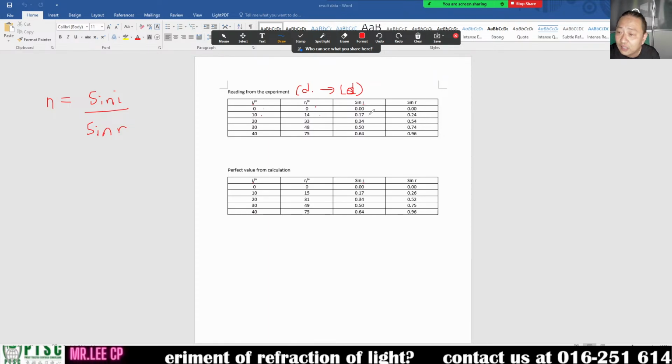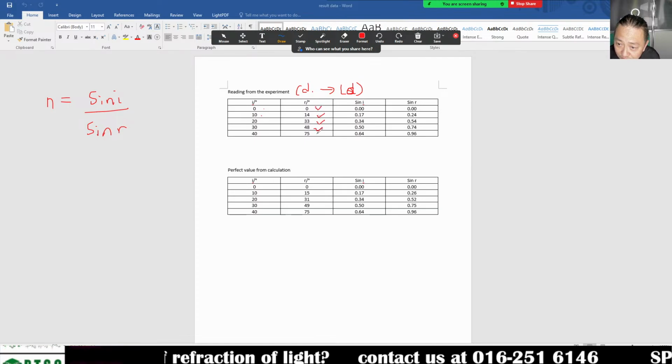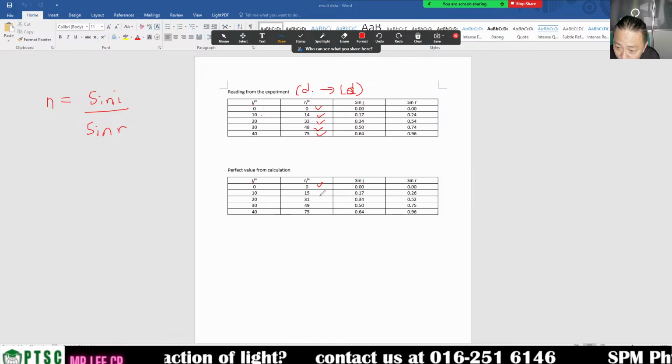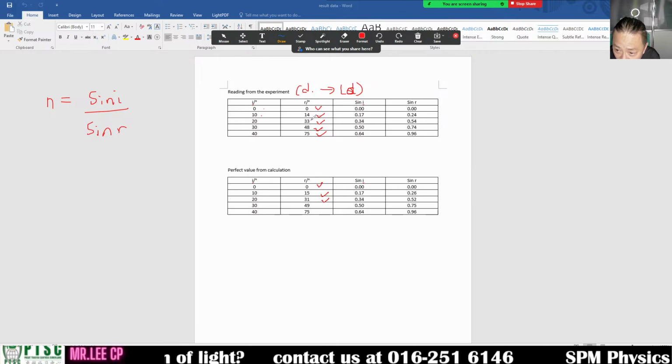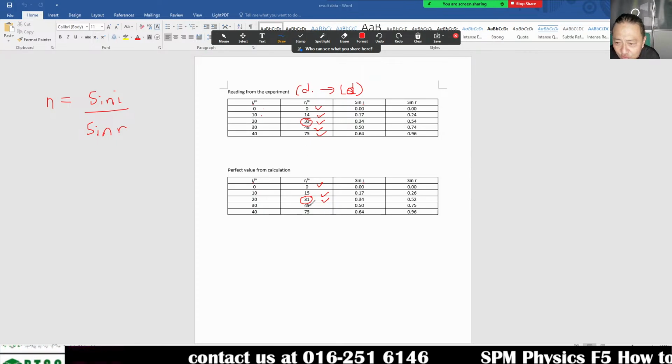How do I get this one? Teacher, this one is experiment. Just now I gave you experiment one, but this one is the theoretical value. You see, there is some difference there, right? You cannot get exactly the same value.